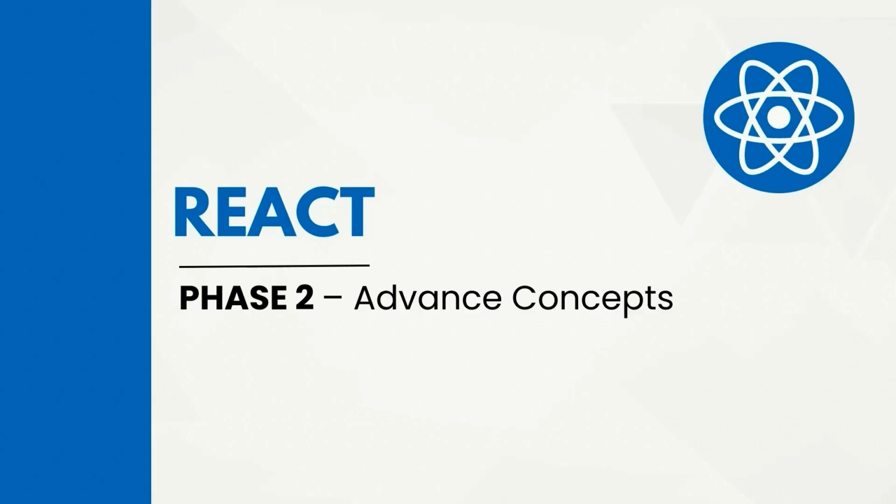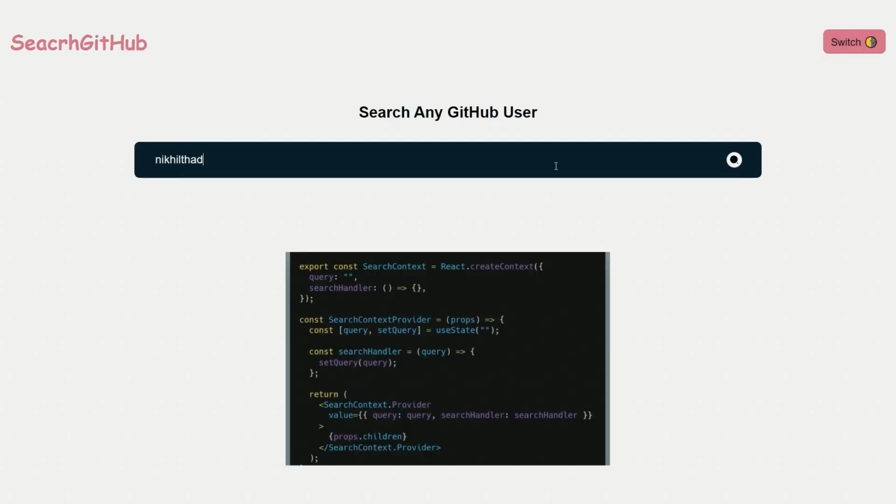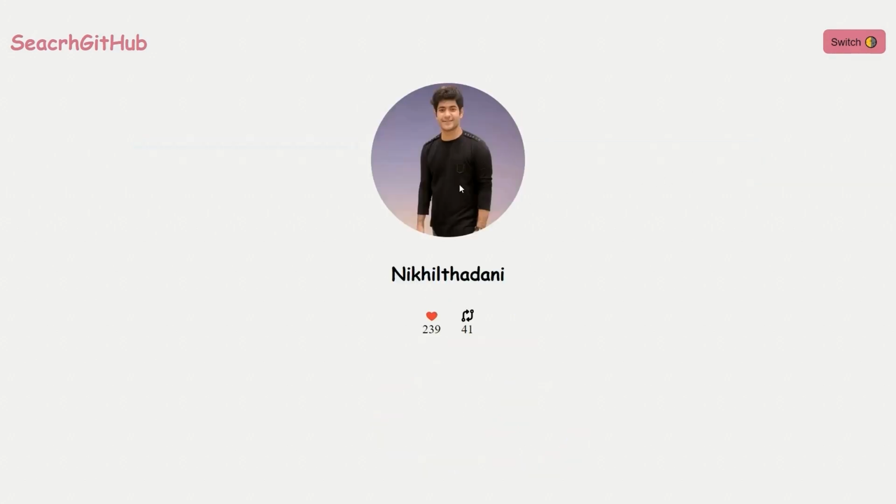Taking that journey forward, phase 2 is out and it covers a lot of important and a bit advanced concepts of React for building real world applications. Here also, we'll be creating amazing React projects using Context, Redux, and custom themes, and you will learn some performance optimization hooks as well.